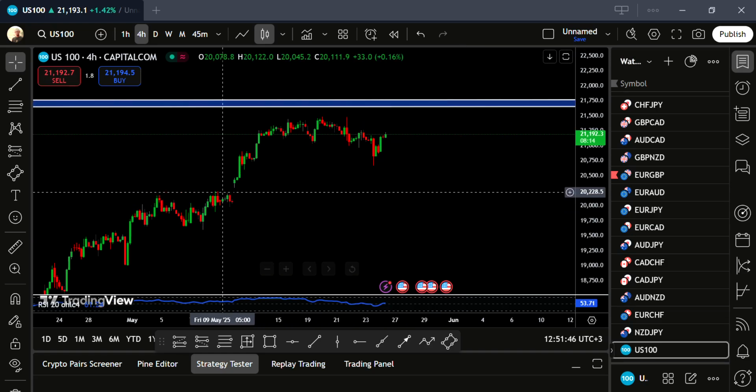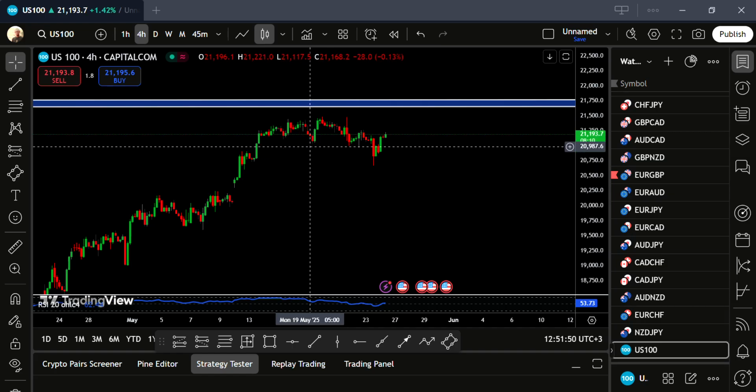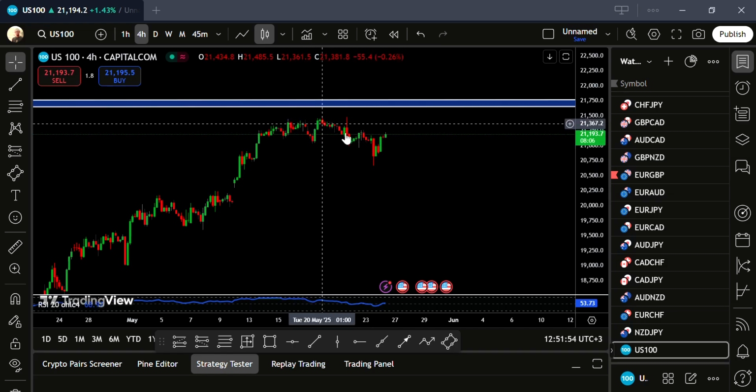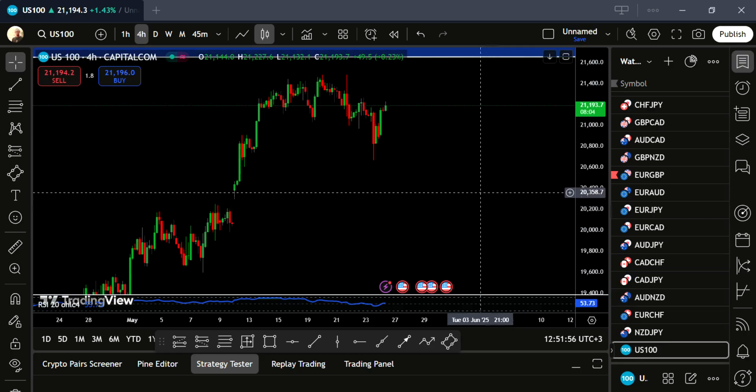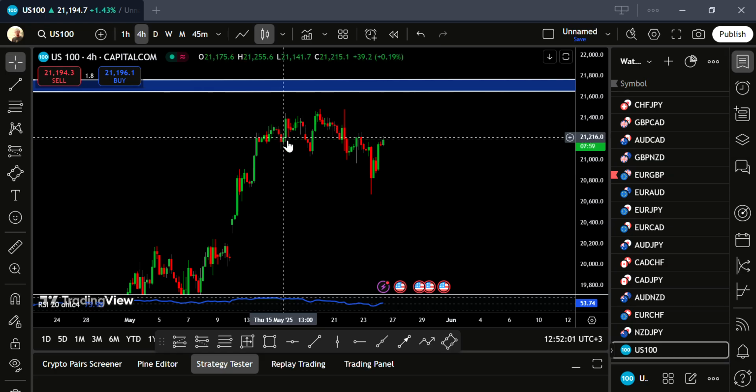You see on the 4 hour, we are making higher high, higher lows, higher high, higher lows. This is a lower low, and we made a higher high. I want this thing to be clear. Good. We made a higher high, higher high, higher low.